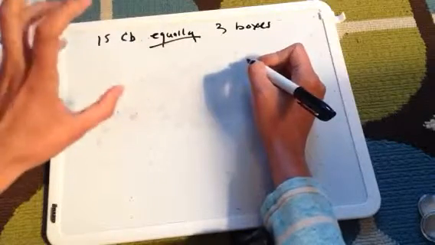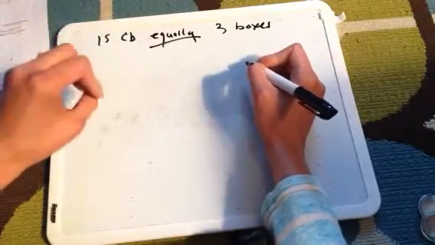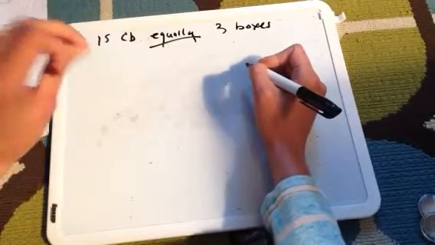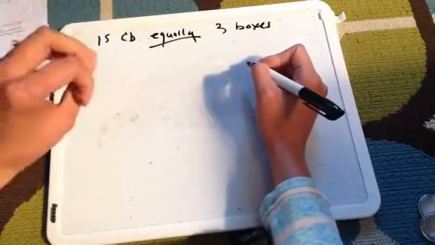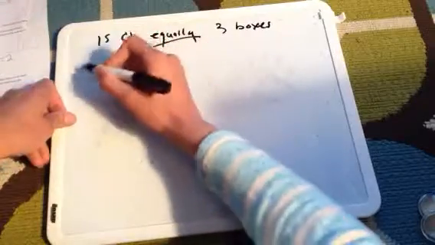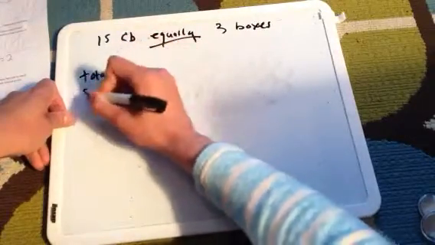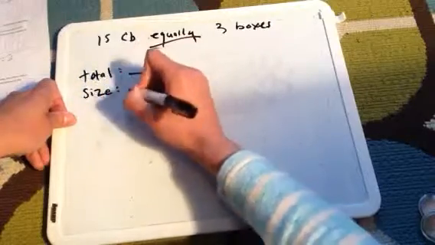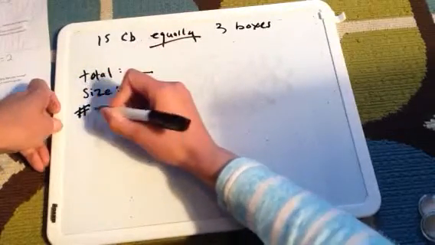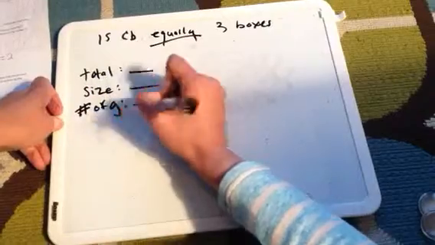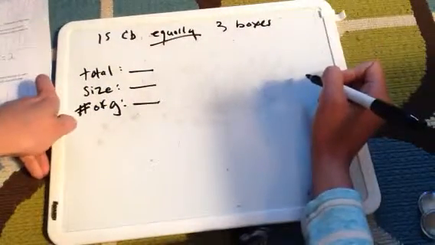So the very first thing you need to do, it's not going to be written for you, but this is a strategy that will help, I promise, is that you need to say to yourself and then write down also, what is my total? What is the size of the group? And what is the number of groups? That will help you right away.